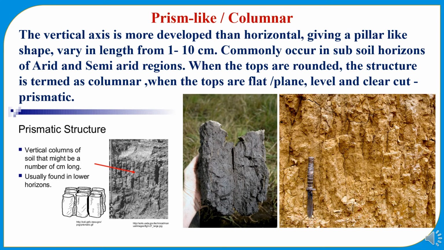Third soil structure is prism-like or columnar. The vertical axis is more developed than horizontal, giving a pillar-like shape. They vary in length from 1 to 10 centimeters. Commonly occur in subsoil horizons of arid and semi-arid regions. When the tops are rounded, the structure is termed as columnar. When the tops are flat or plain, level and clear cut, it is called as prismatic.